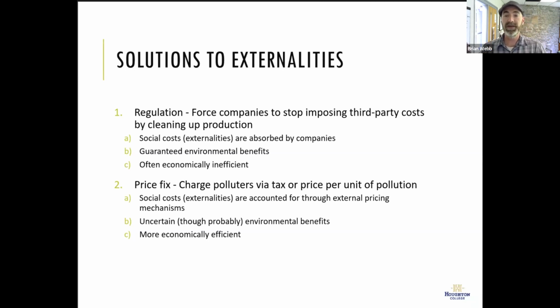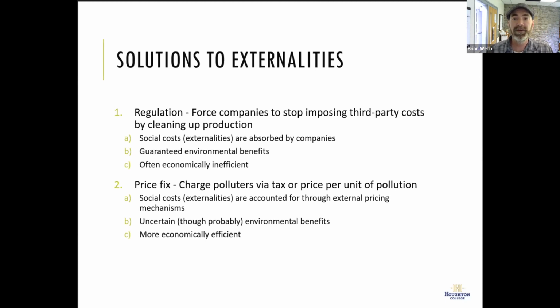They can be forced to implement technologies that prevent that. Make sure that the social costs, the externalities, are absorbed by the companies, that they need to deal with that. Hey, it's unacceptable for you to be putting these costs on society, so you need to clean up your act so that these costs are not included there. There's guaranteed environmental benefits there, but often these are economically inefficient because forcing companies to eliminate pollution, and very frequently, regulations force very specific types of technologies to do so. And that's not always the most economically efficient way of doing it.